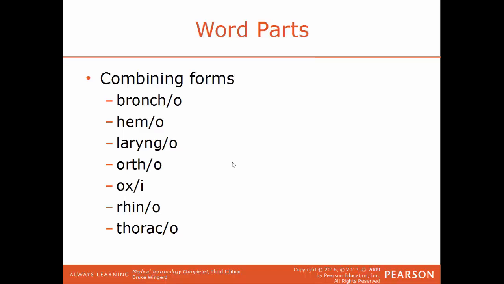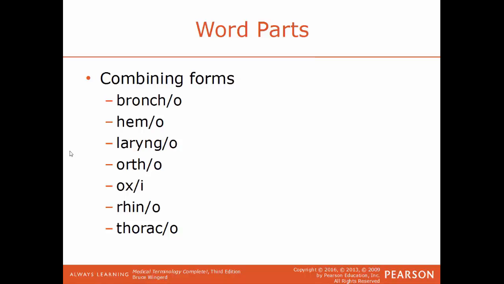All right, some common combining forms that you'll see. Broncho is a reference to the bronchi, which are the divisions of the trachea. Hemo is a reference to the blood. Laryngo is a reference to the larynx, or the voice box. Ortho is a reference to straight. An orthodontist will straighten out your teeth.